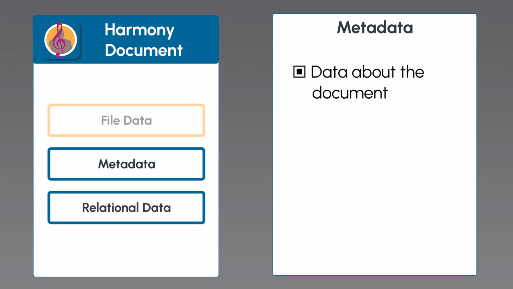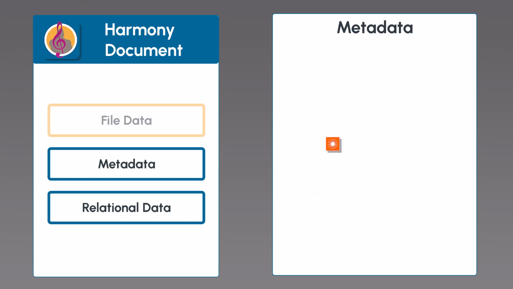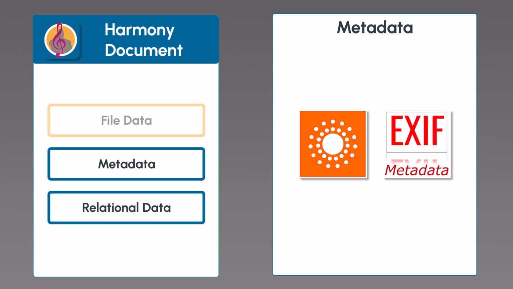Metadata is data about the document. This data can include things like who created the document, what version it is, who owns the document, how the document is categorized, and the like. Harmony is standards-driven, using the Dublin Core standard for all documents, and the EXIF standard for images. This standardization means that you can integrate your solution with any standards-based resource for organizing and archiving documents.